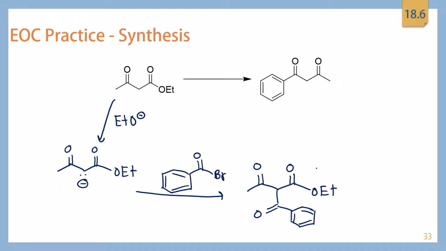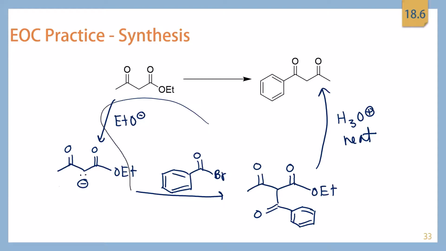And then from here, H3O plus and heat would hydrolyze our ester and then decarboxylate the carboxylic acid. So that would be our synthesis. You'd also be welcome to combine these two on one arrow if you wanted by doing first step base, second step the electrophile in your substitution. So you could have done this in just 2 steps if you really wanted to.